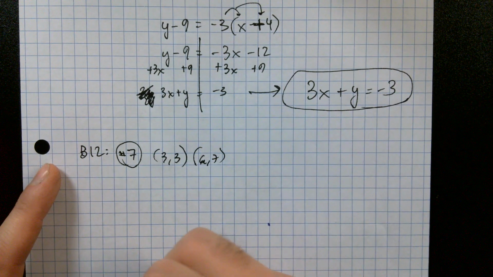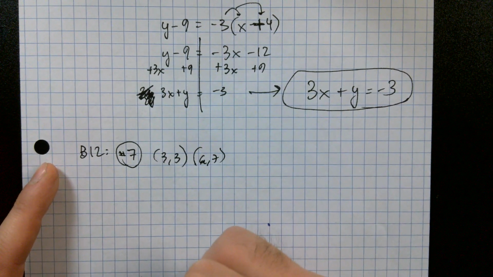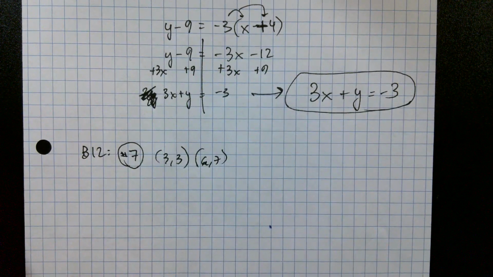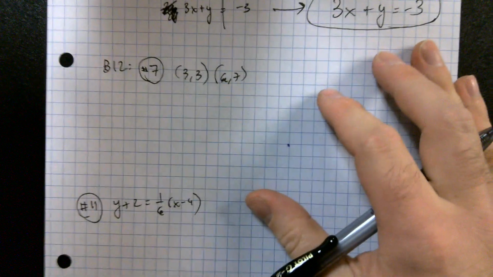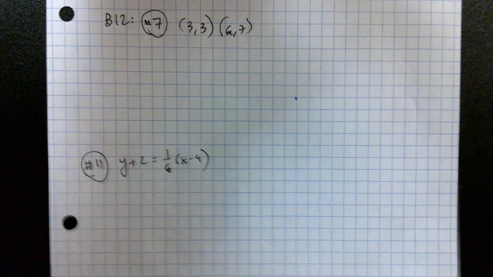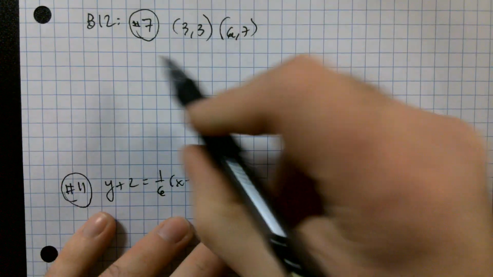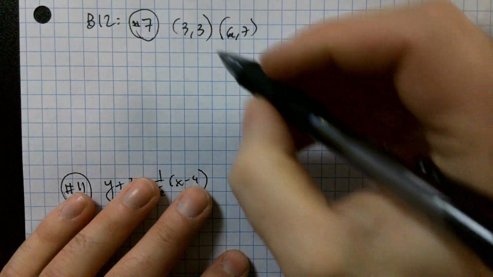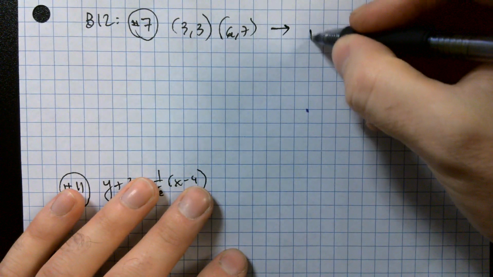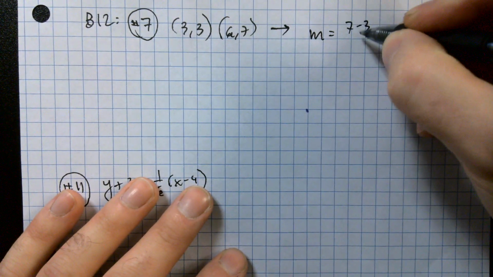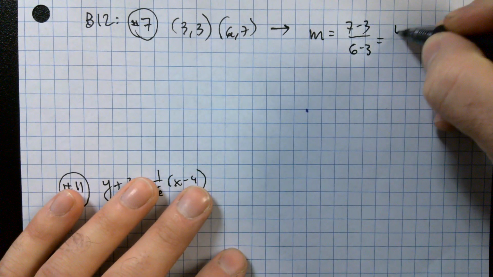Number 11, y plus 2 equals 1/6. Okay. Don't worry, we got a nice, neat worksheet today, so we'll be out of the textbook for once. It'll make our lives a little easier. So, on B12, this is all about point slope form, right? Either way, I still have to find my m first. 7 minus 3 over 6 minus 3 gives me 4 over 3.